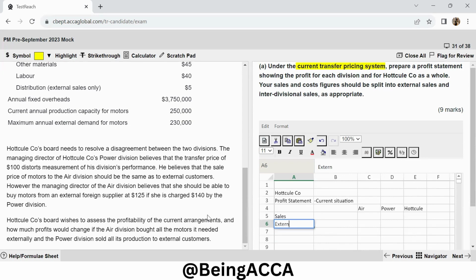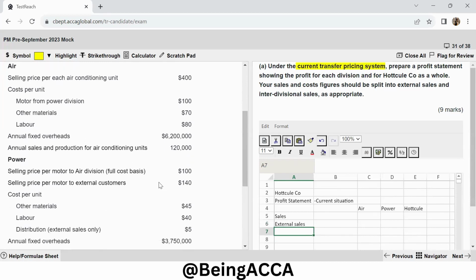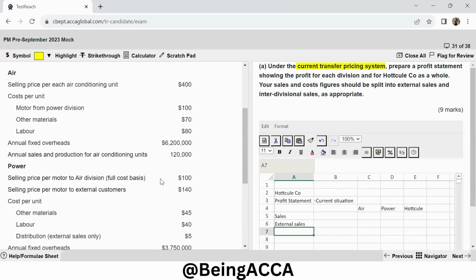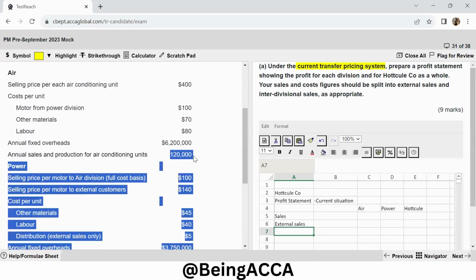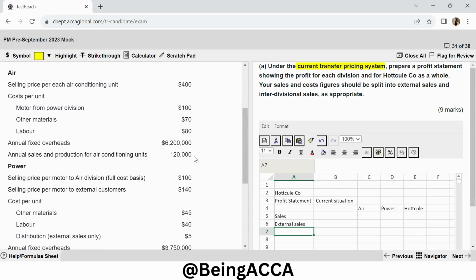So the external sales are nothing but, we are selling how much externally? We are selling 120,000, and for this 120,000 our selling price is $400. So I will just multiply this over here, $400 multiplied by 120,000, which is my external sales, right? So I will have to broaden the cells a little bit.